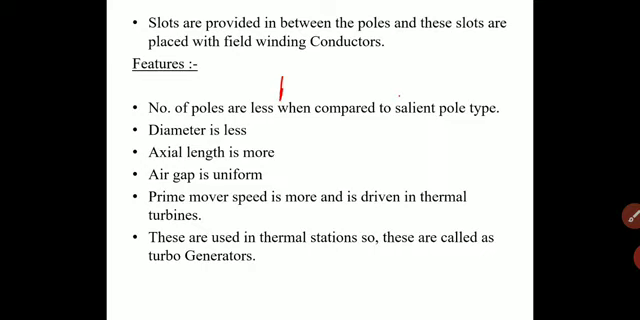And what are the features? The number of poles is less when compared to the salient pole type. Diameter is less, axial length is more, air gap is uniform, prime mover speed is more, and it is driven by thermal turbines. These are used in thermal power plants and hence are called turbo generators.